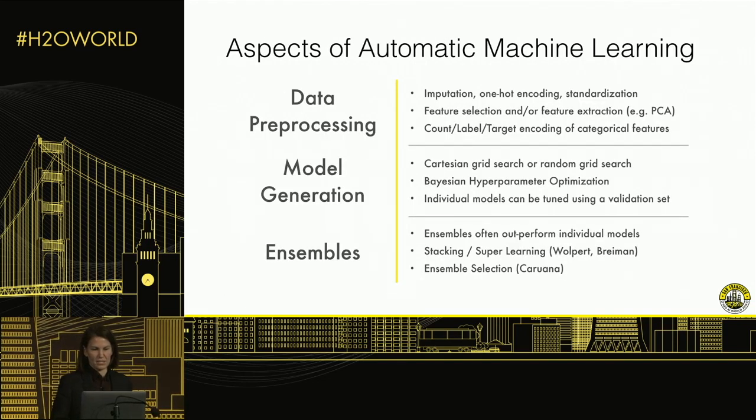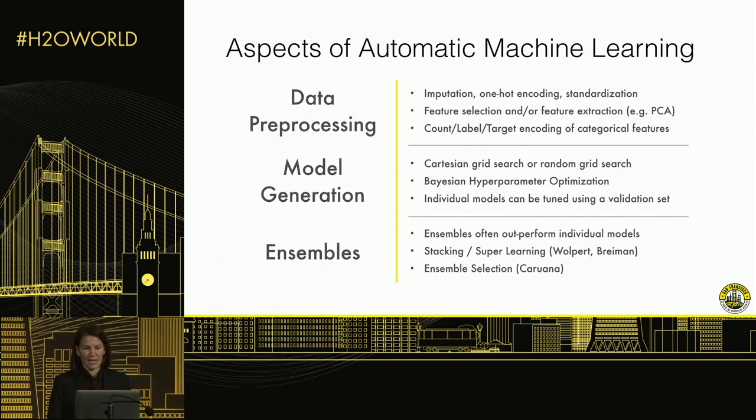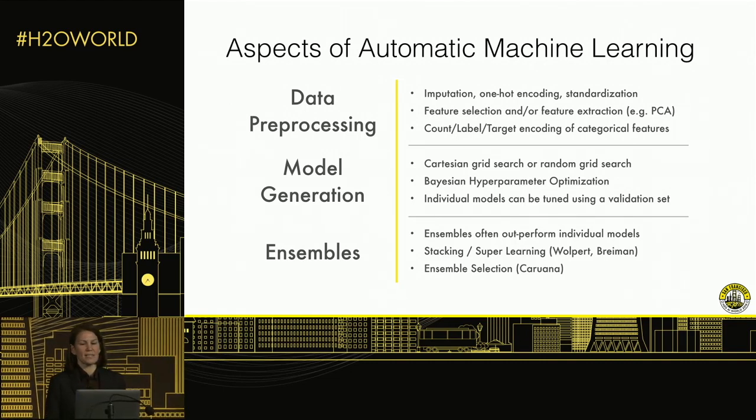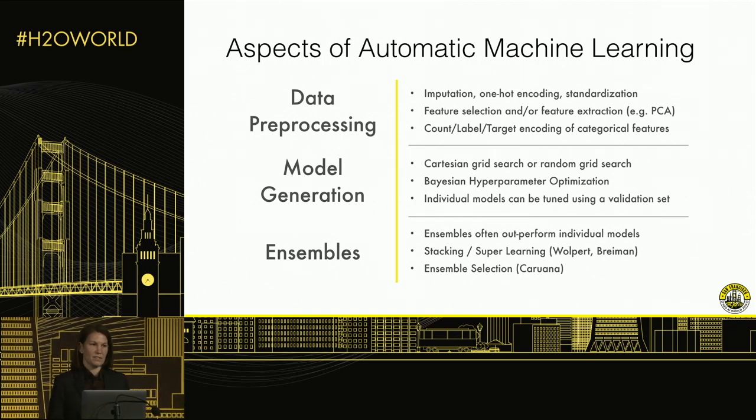Okay, this is a little bit more detail about the earlier slide. Data preprocessing could include things like imputation of missing data, one-hot encoding of categorical data, standardization, and different types of things to reduce the dimensionality if you have very wide data, like feature selection or feature extraction. And then there are more advanced types of encoding schemes if you have categorical data. So there are all different types.